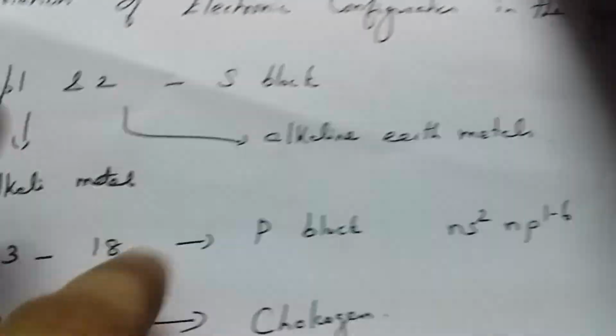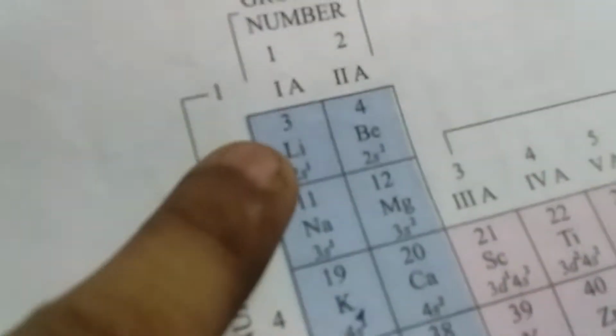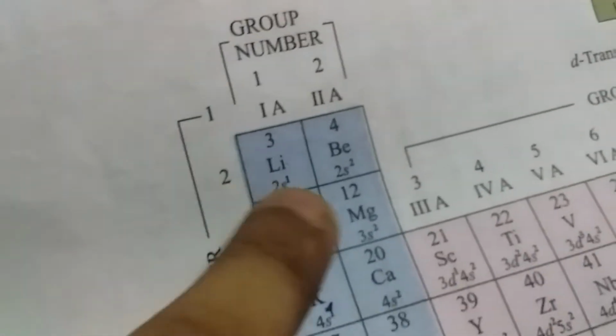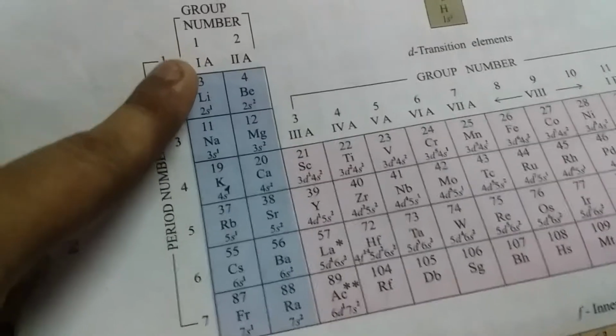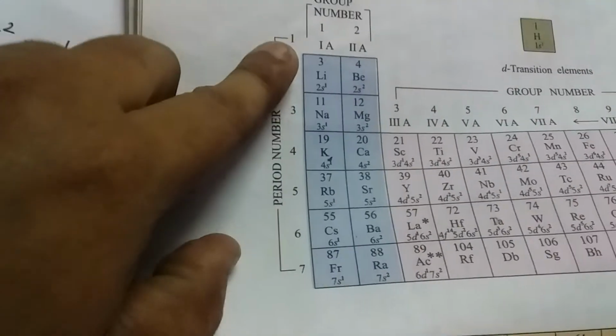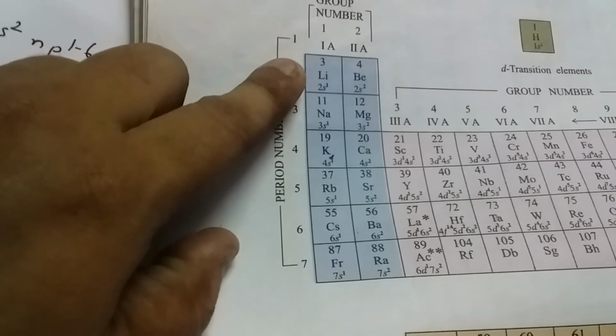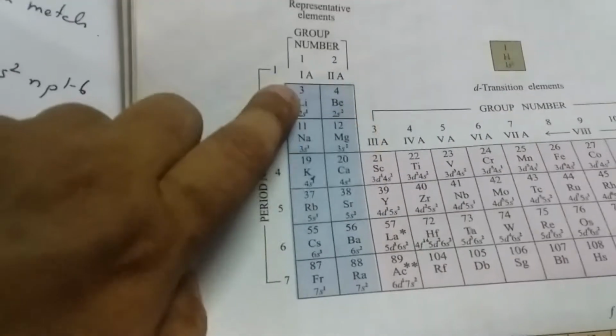Here, groups 1 and 2 are called S block elements. Which orbitals are filled here? The S orbitals are filled, so they are called S block elements. These two, the blue shaded ones, are called S block elements, since the electrons are added in the S orbital only, in the outermost shell.